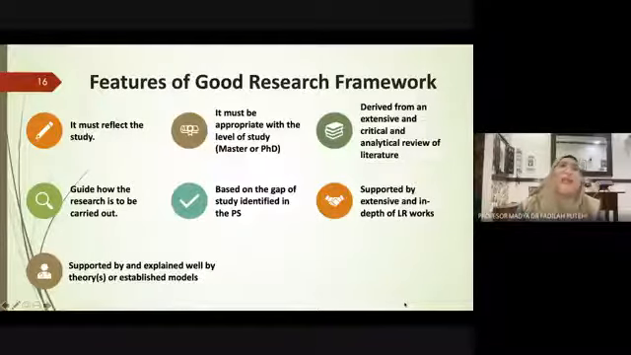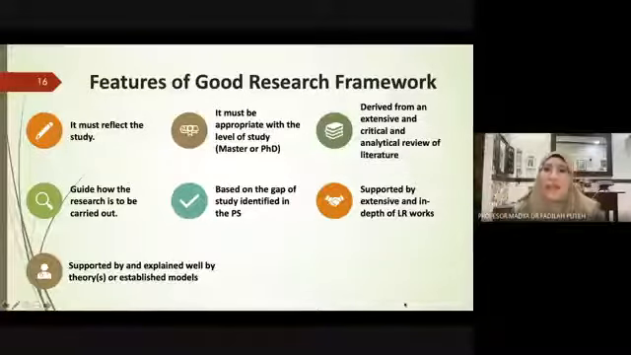And then for PhD, it's between 4 to 5. But usually, I always take the safe side. For PhD, always 5 and above, between 5 to 6, so not more than that. Because I tell my students, you are not solving the world's problems, you are solving one particular problem, and you have to go in depth in your study. So your research framework should somehow help you to discover the possible answers to your problems, and it is derived from an extensive, critical and analytical review of literature.